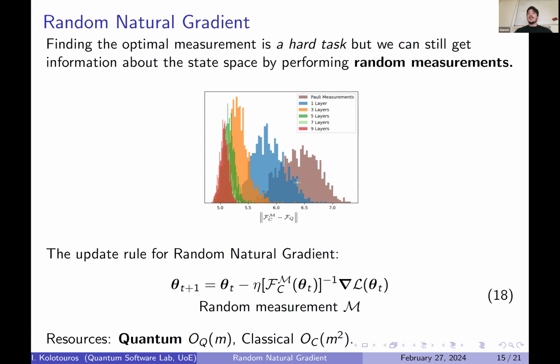If you perform Pauli measurements and calculate the classical Fisher information matrix, you will see that its distance is very far away from the quantum Fisher information matrix. As you start introducing entanglement in your unitary before your computational basis measurement, you start to approach the quantum Fisher information matrix. And the more entanglement you put and the more randomness you put, and you calculate the classical Fisher information matrix, you start to approach even more the quantum Fisher information matrix. So that's what happened.